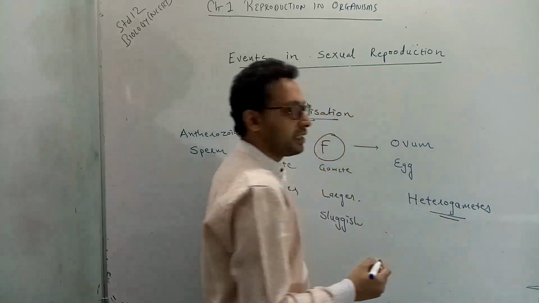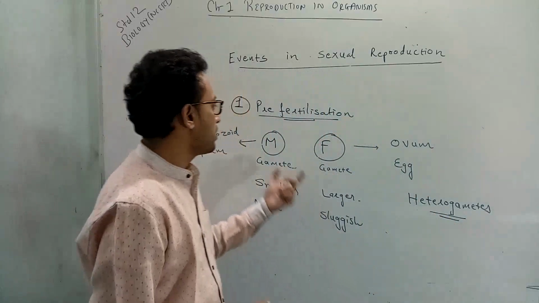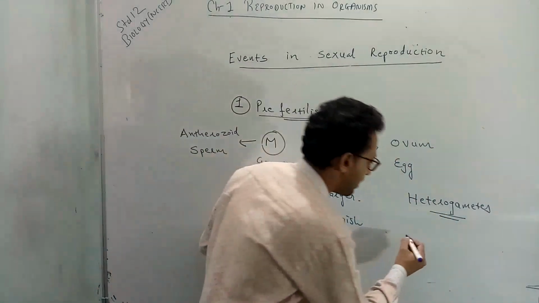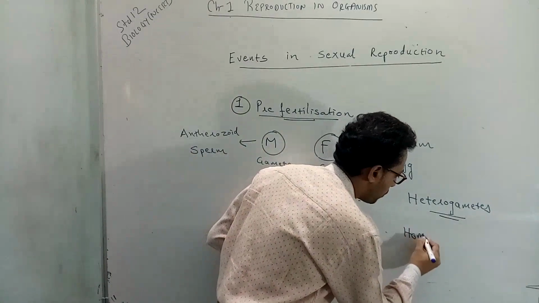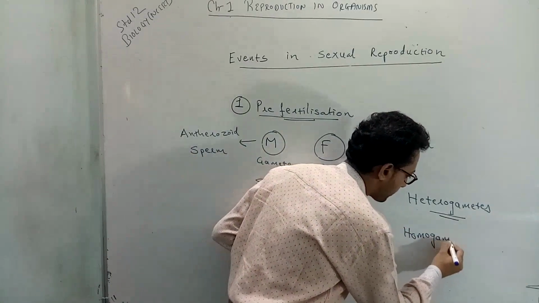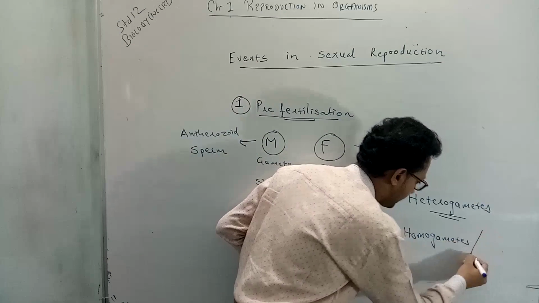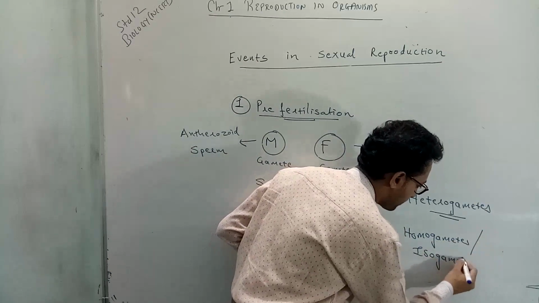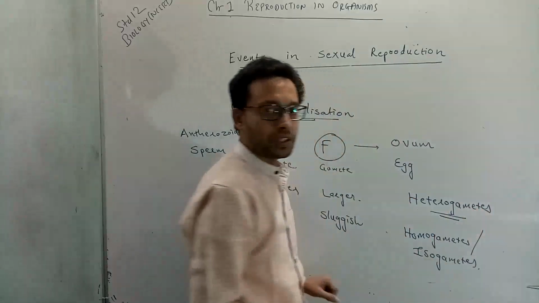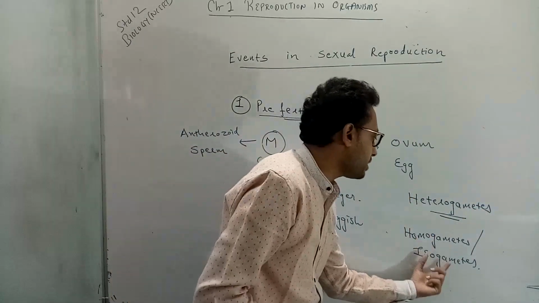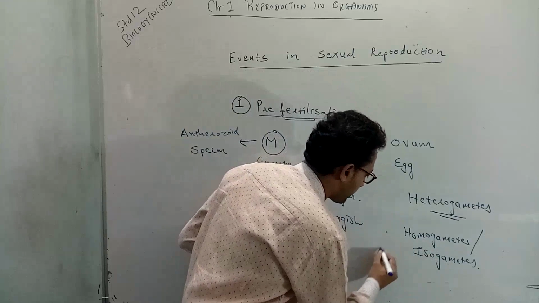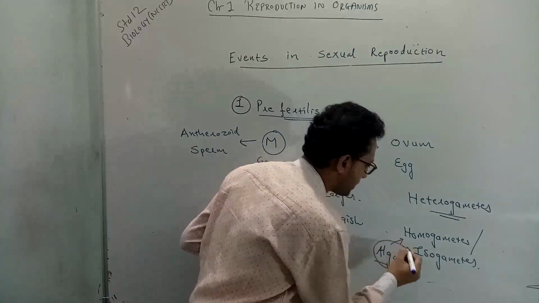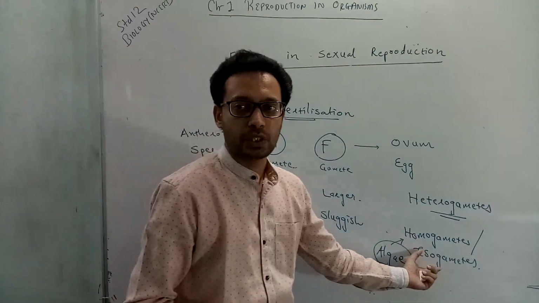And the cases in which the male and female gametes are of similar type, such types of gametes are called homogametes. They can also be called isogametes. These homogametes or isogametes can be found in organisms like algae.